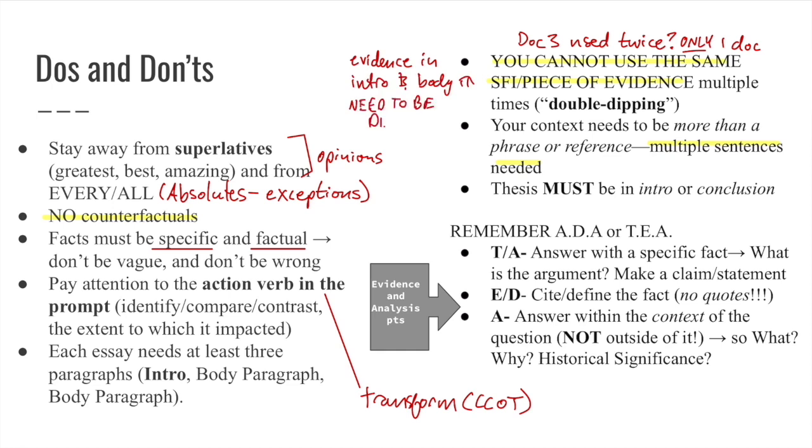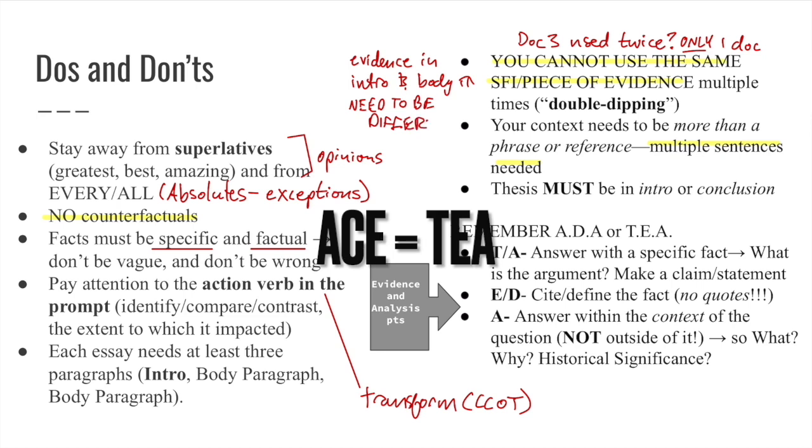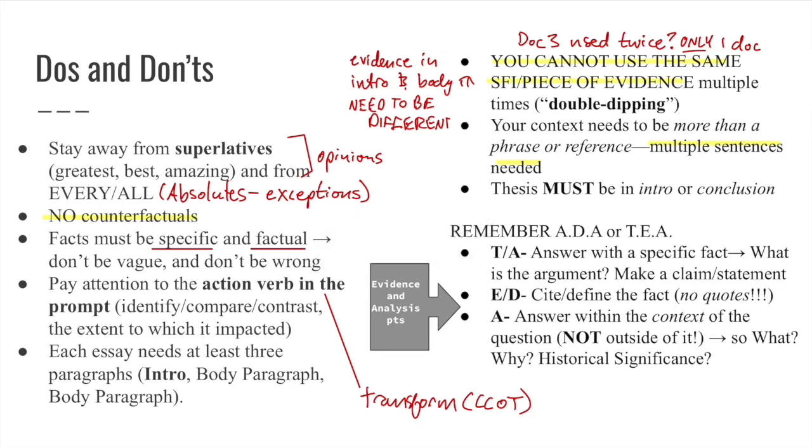And your thesis must be in the intro or the conclusion. Do not put it in your body paragraph. And so what I would recommend is to use ACE from your SAQ in each of your body paragraphs. If your claim is the Portuguese displaced Muslim merchants, and that was a change, make that claim as your topic sentence, and then cite using SFI and documents, and then explain the historical significance of that. That gets you towards your SFI, your content points, your hit points, and your complexity points.